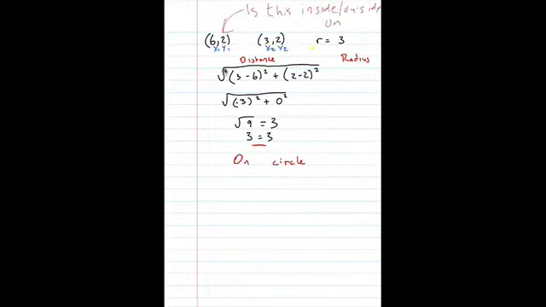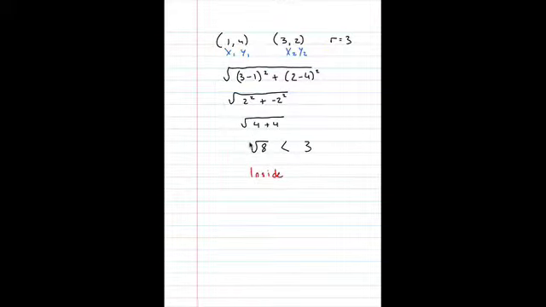So the distance between these two points was 3. Then we have to compare this to the radius. Is this bigger than the radius, smaller, or equal to? Equal. So what does that mean? Does it mean it's inside the circle, outside the circle, or on the circle? On the circle.